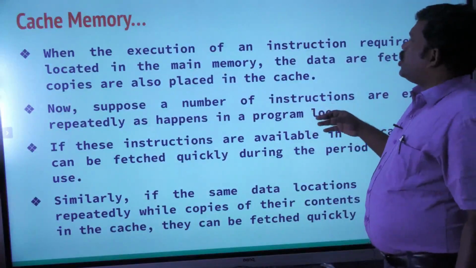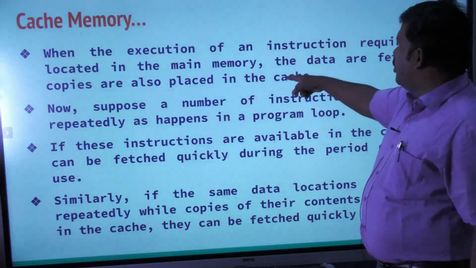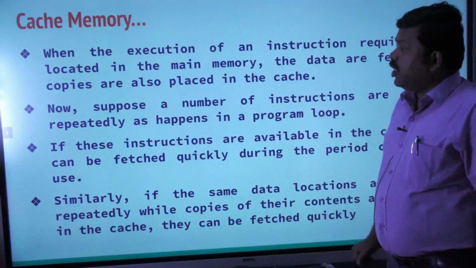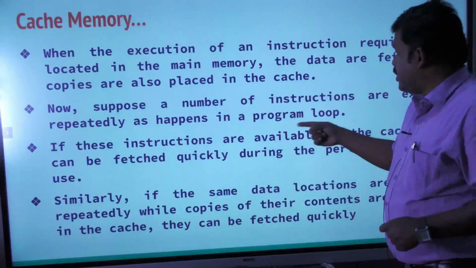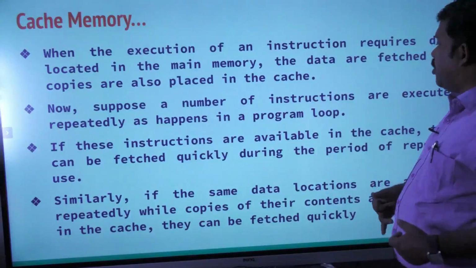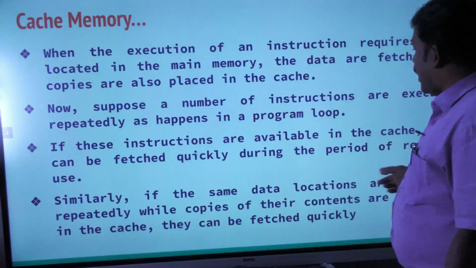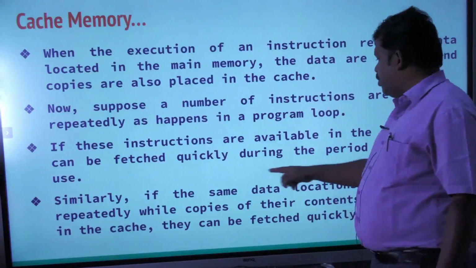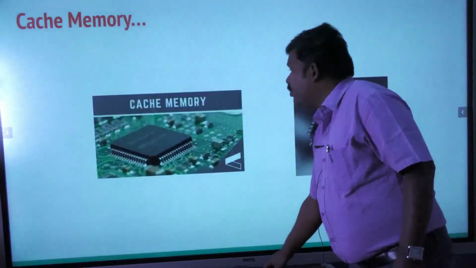What are the other important concepts related to cache memory? When the execution of an instruction requires data located in the main memory, the data are fetched and copies are also placed in the cache memory. Suppose a number of instructions are executed repeatedly, as happens in a program loop; then these repeated instructions are taken from the cache memory, not from the primary memory. Similarly, if data locations are accessed repeatedly, and copies of their contents are also available in the cache, they can be fetched quickly rather than going to memory.